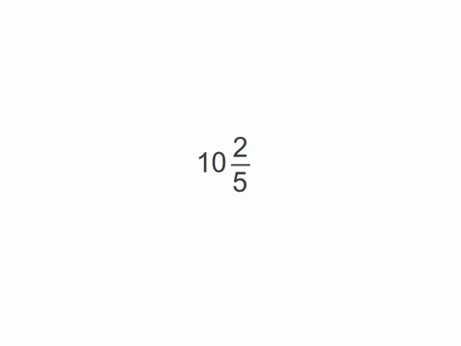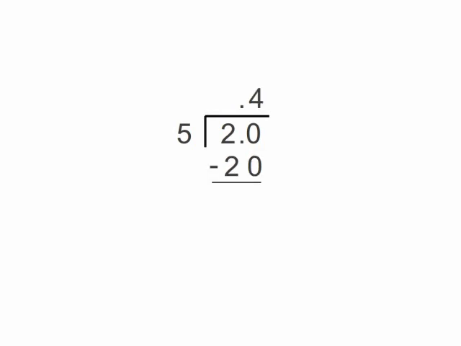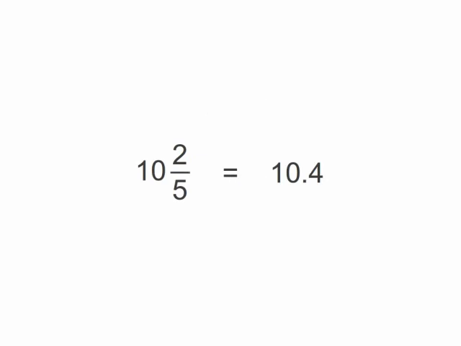Now, let's turn that 10 2/5 into a decimal. Ignore the 10 for a moment and deal with the 2/5. Remember, that's 2 divided by 5. When we do the division, we find that's 4/10. Now add that to the 10.